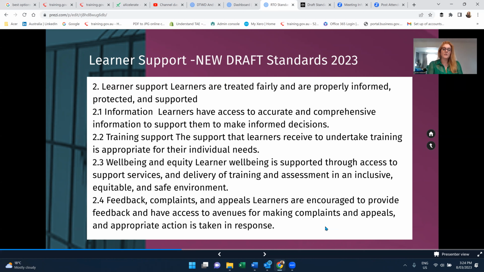Feedback, complaints, and appeals. Learners are encouraged to provide feedback and have access to avenues for making complaints and appeals, and appropriate action is taken in response, which is not too different from the current language for complaints and appeals.